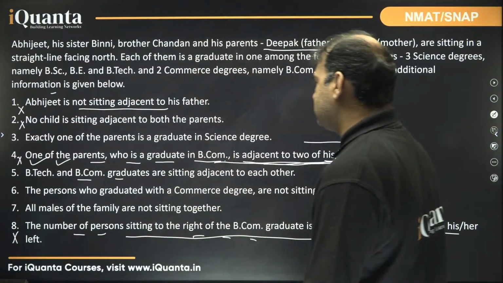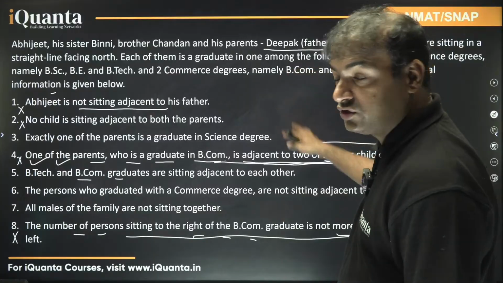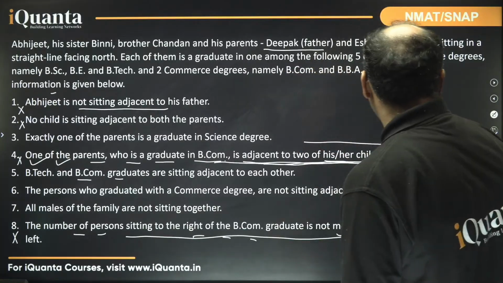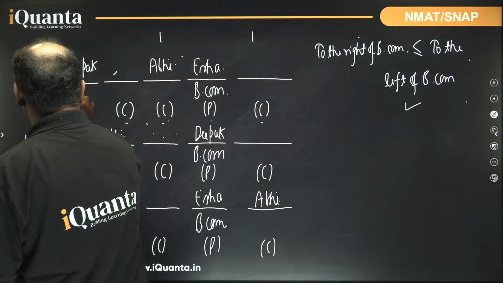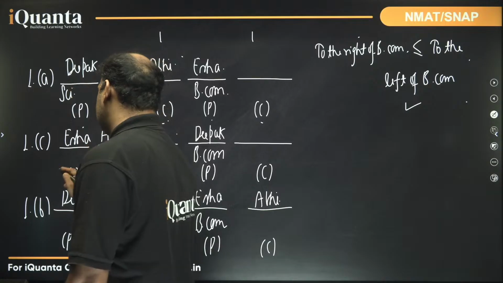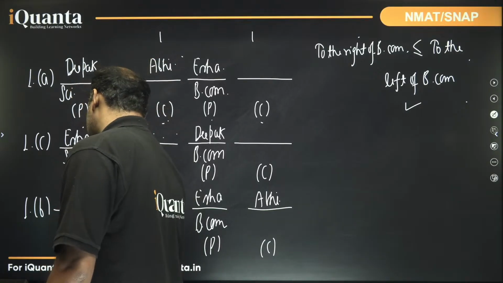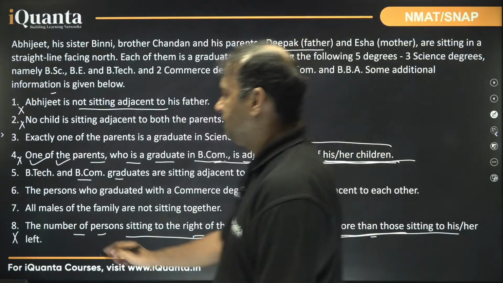Third point is that exactly one of the parents is graduated in science, but in science we have 3 degrees, so we are not sure about the degree right now. We can do one thing, we can write that Deepak is having a science degree. Which science degree we do not know, okay? The other parent, Deepak or Isha, is having the science degree for sure, right? Which science degree we are not sure right now. Okay, let's cancel this now, right?